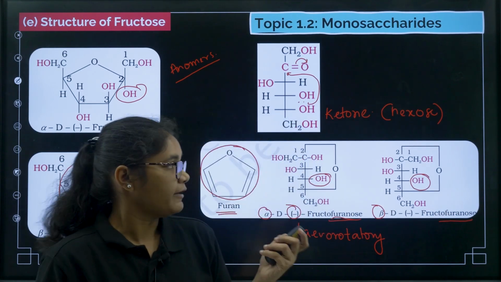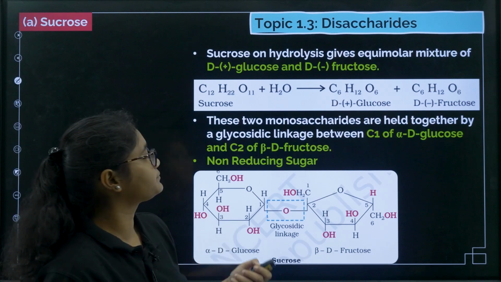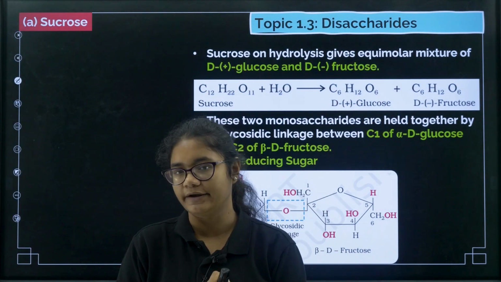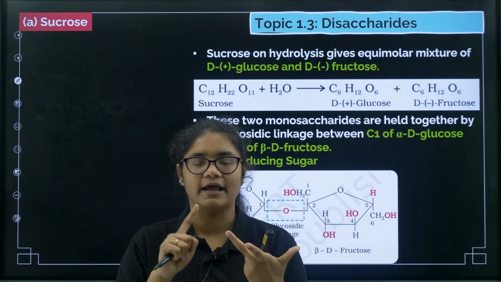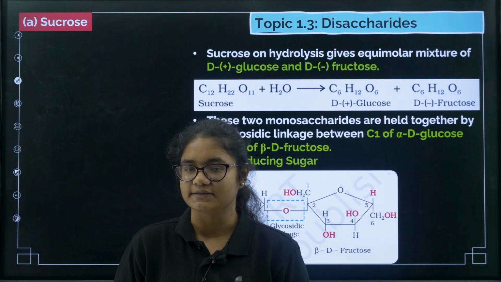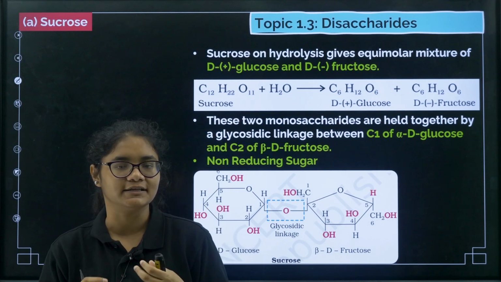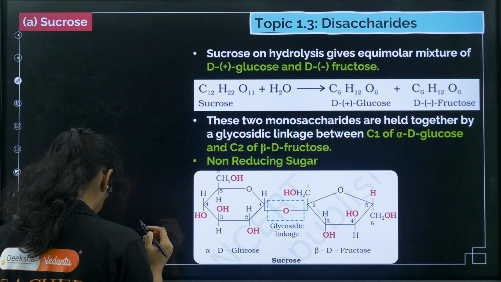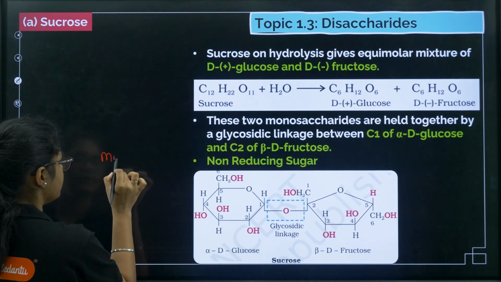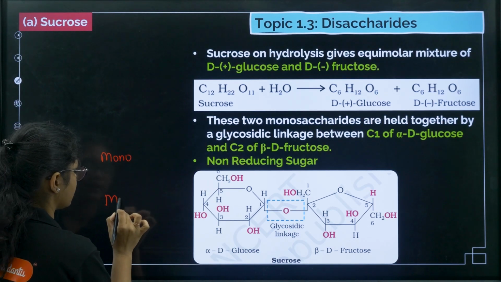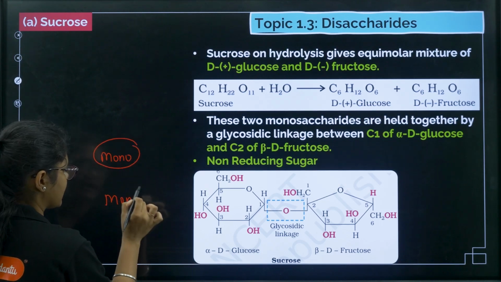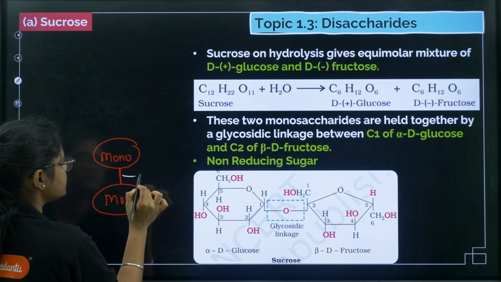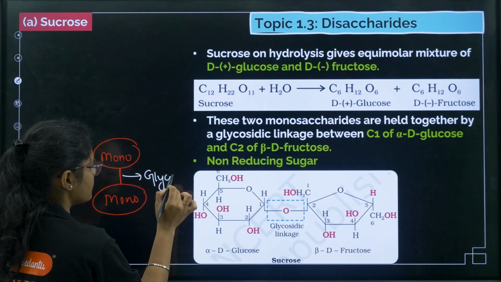Okay, fine. Next, coming to the third topic. First we discussed the classification of carbohydrates, then we completed monosaccharides, and now we are going to discuss disaccharides. We'll be studying 3 important disaccharides, that is your sucrose, maltose and lactose. So what you need to remember: see, this is one monosaccharide, and this is another monosaccharide. Now these two monosaccharides are connected by a bond. What is the name of this bond? This bond is called glycosidic bond.